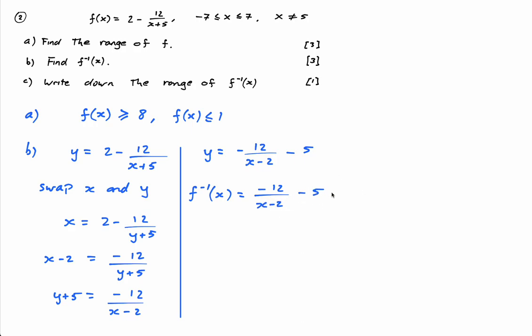Okay, that's part B. And then part C, it says write down, so this is only worth 1 mark, the range of f minus 1 of x. Now, if you remember, guys, the range of f minus 1 of x is the same as the domain of f of x, and the other way around. But we just want the range of f minus 1 of x, so it's going to be this. It's going to be from minus 7 to 7. And that's it. That is question 2.